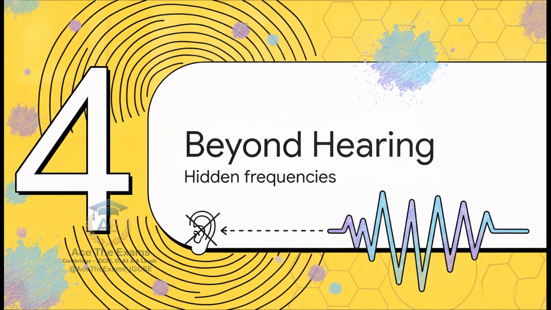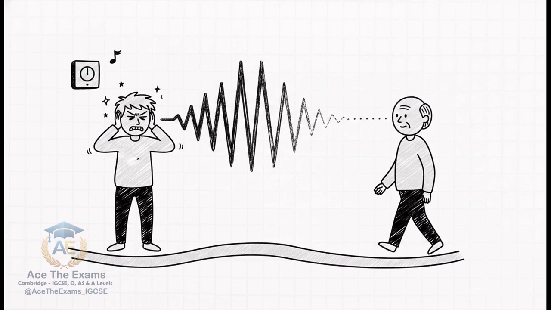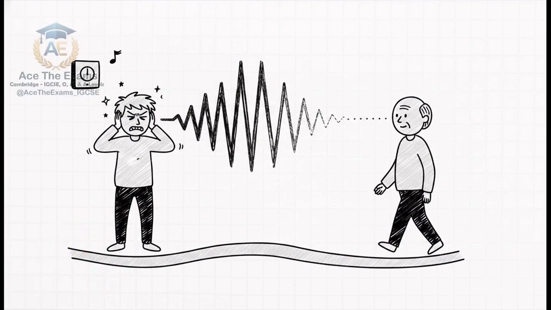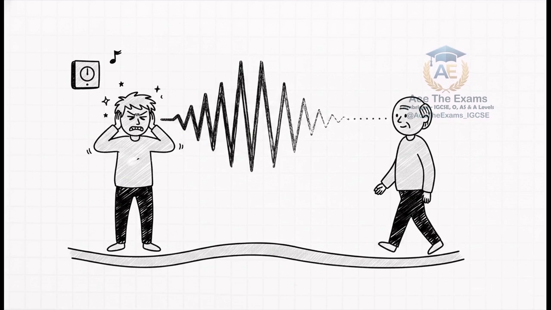Which brings us to our final section, beyond human hearing, exploring the hidden frequencies we can't even detect. Our human ears are incredible, but they definitely have limits. A healthy young person can generally hear sounds ranging from a low, bassy rumble of 20 hertz all the way up to a piercing 20,000 hertz. But as we age or go to too many loud concerts, the delicate sensory cells in our ears start to wear out, and those highest frequencies, they're always the first to go.